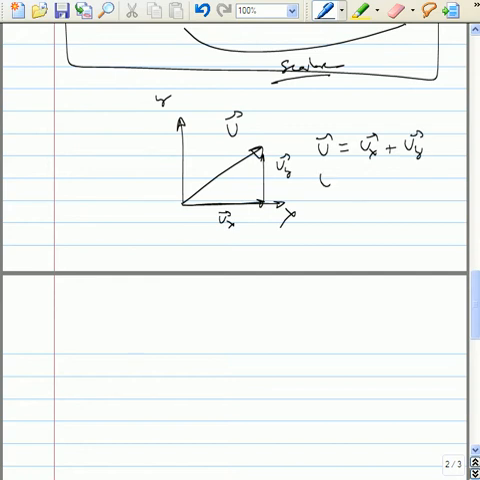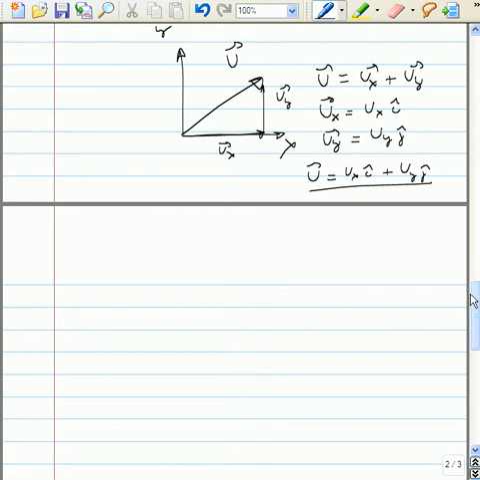Or we used to write ux as magnitude of ux times unit vector i. Vector uy is magnitude uy times unit vector j. So u was ux i plus uy j. That was the component notation.